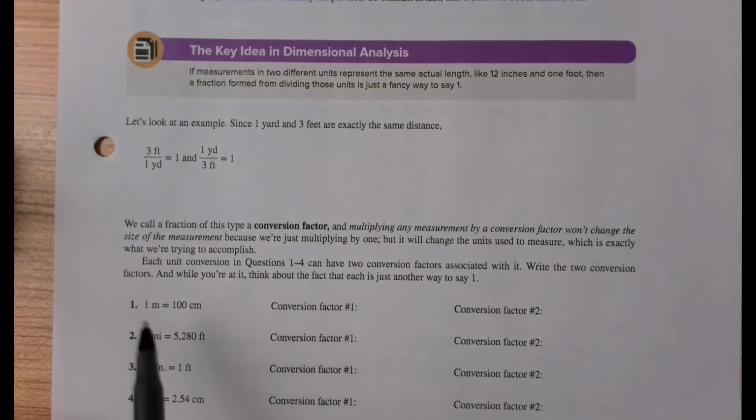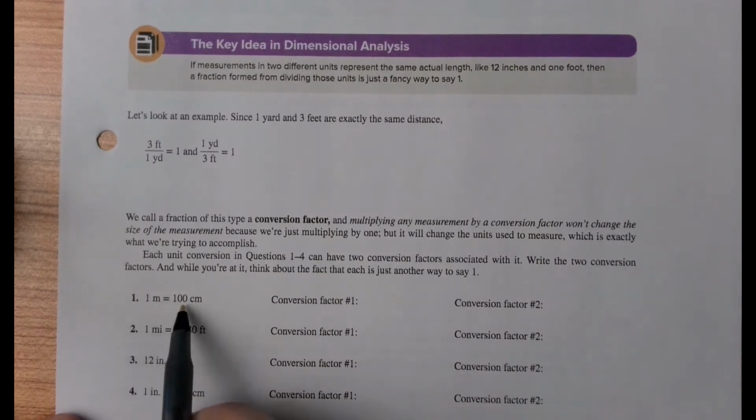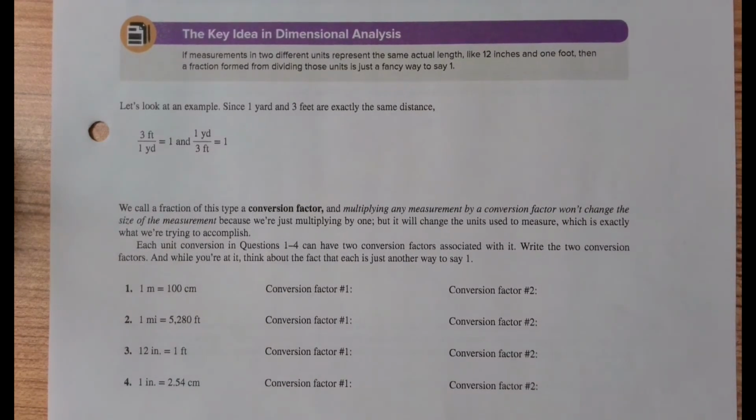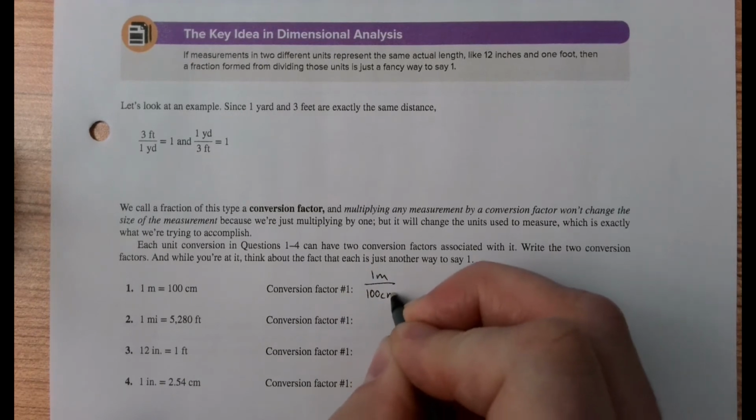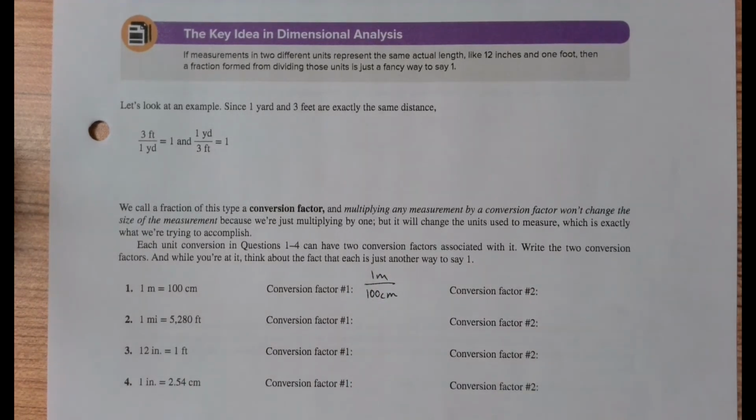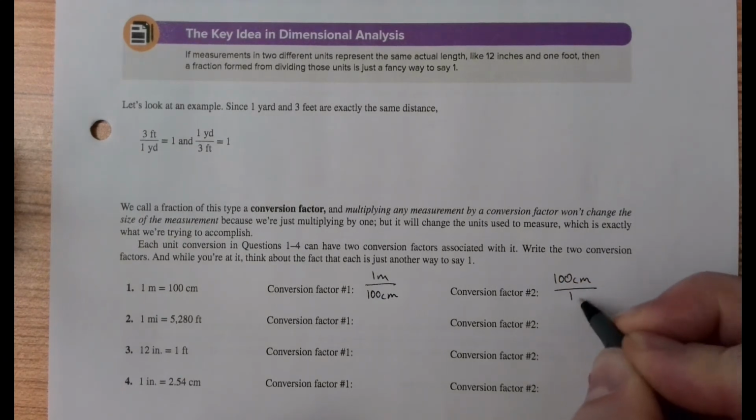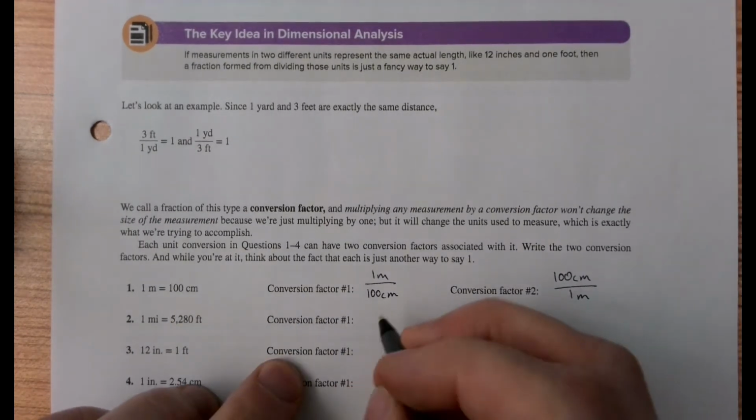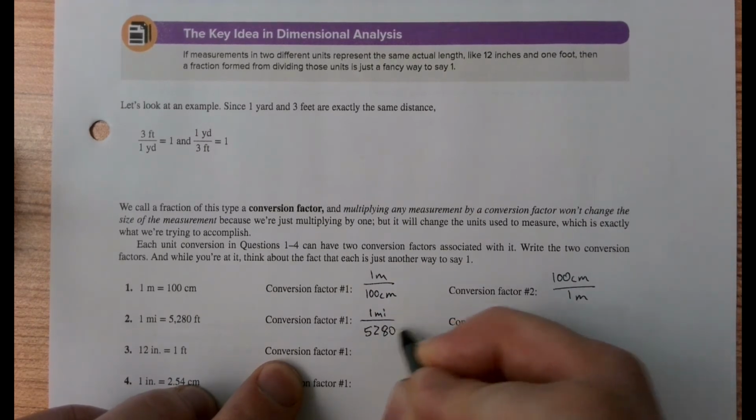So here our author asks us to look through an equivalency statement. We're saying that 1 meter equals 100 centimeters. That's by definition. So one conversion factor is to say, if I take 1 meter and divide it by 100 centimeters, that's equal to 1. And an equivalent fraction is if I put the centimeters on top and the meters on bottom. We'll do all the rest. Here's where I had 1 mile equals 5,280 feet, and I already demonstrated its use.